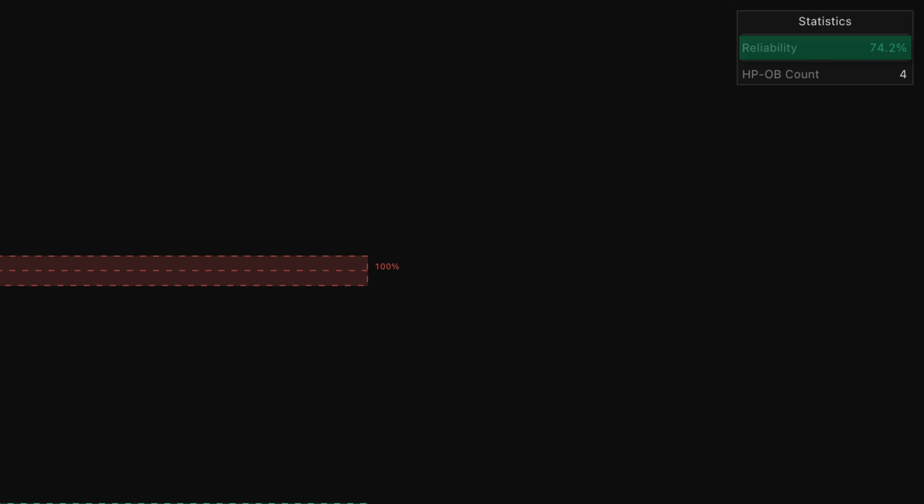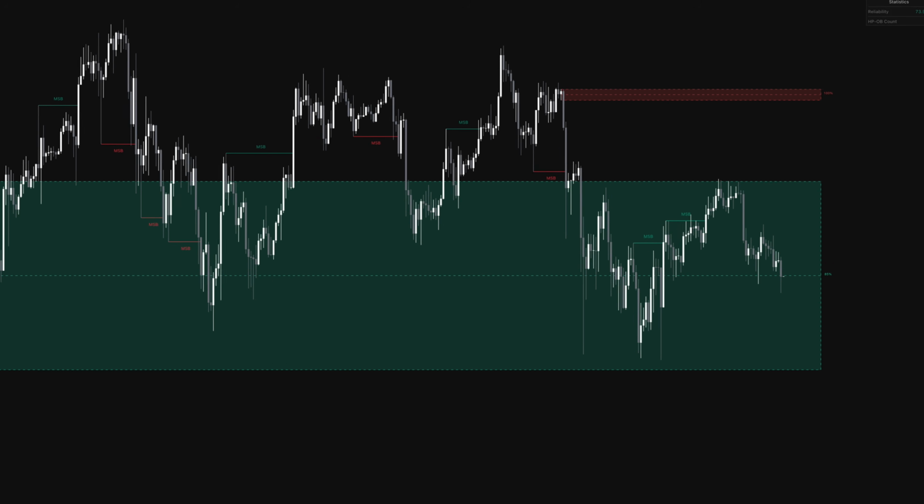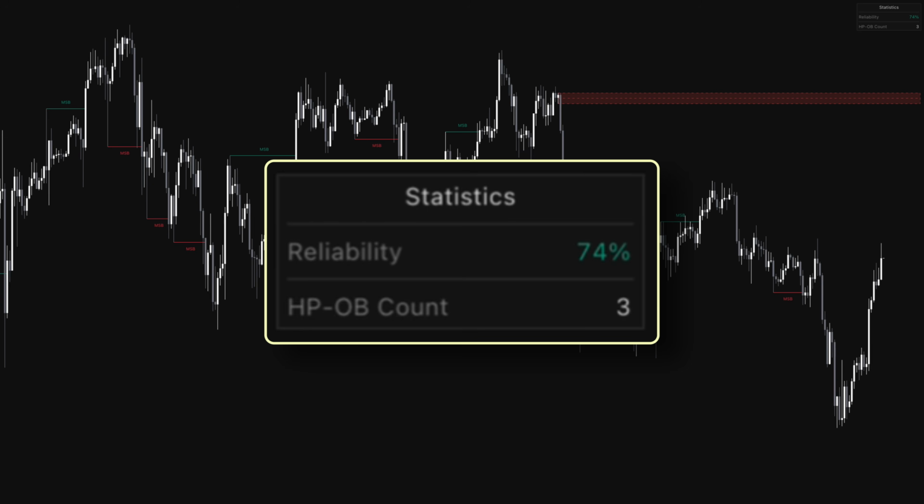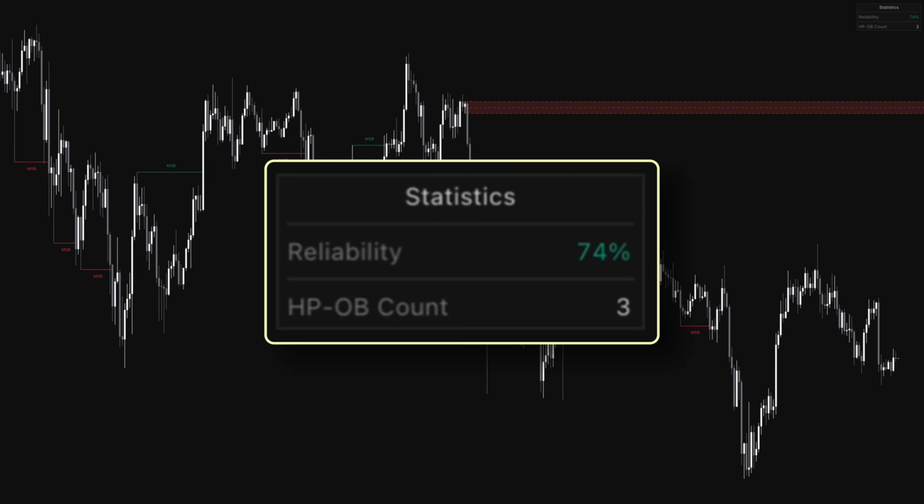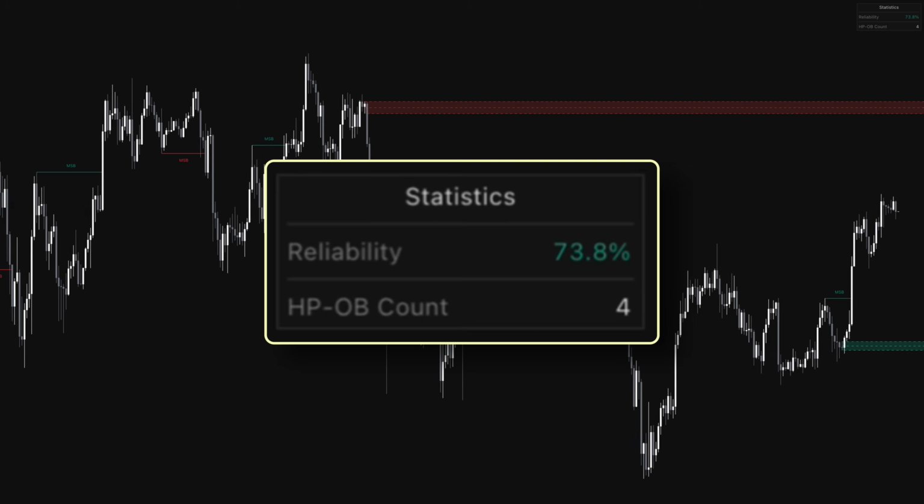The dashboard shows a reliability percentage from the ratio of mitigated blocks to total blocks formed, and a count of currently active high-probability zones. If the reliability figure is climbing, a high proportion of order blocks are getting tested, which validates the detection methodology on the current instrument and time frame.